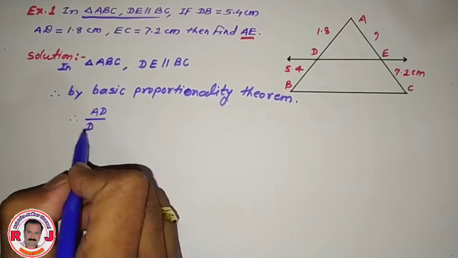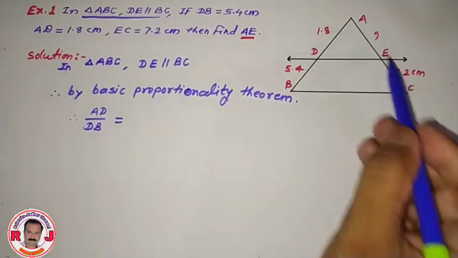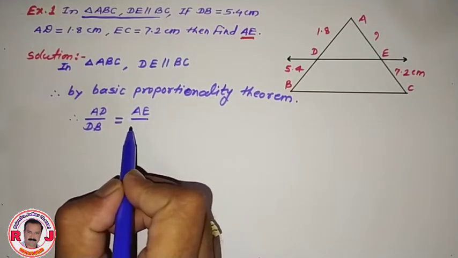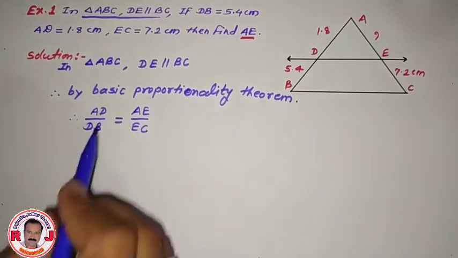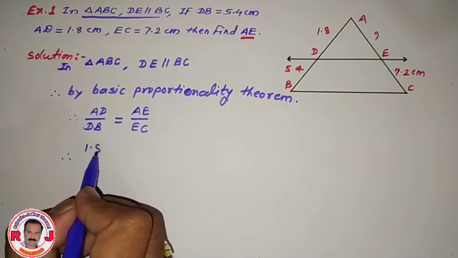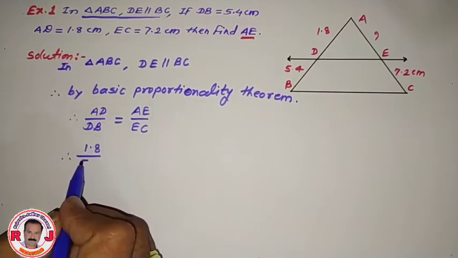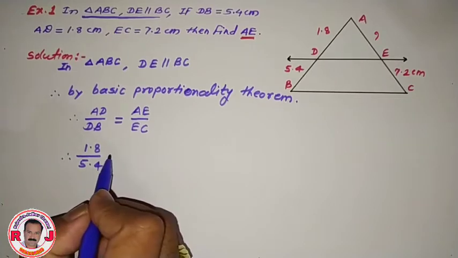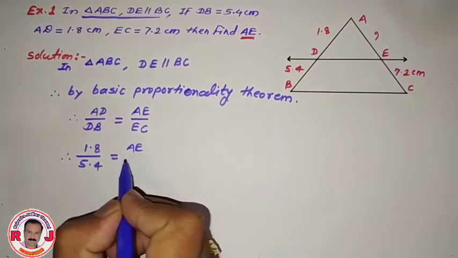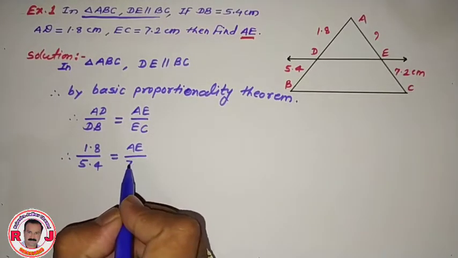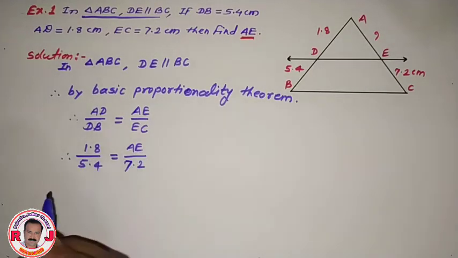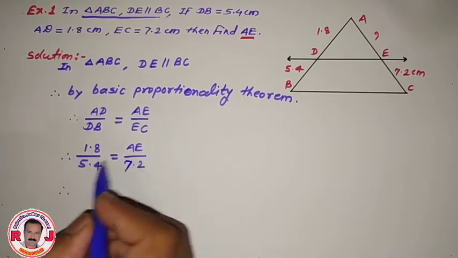AD upon DB is equal to AE upon EC. Put the value of this: AD is 1.8, BD is 5.4, and here we find the value of AE. EC is equal to 7.5. These two ratios we cross multiply here.